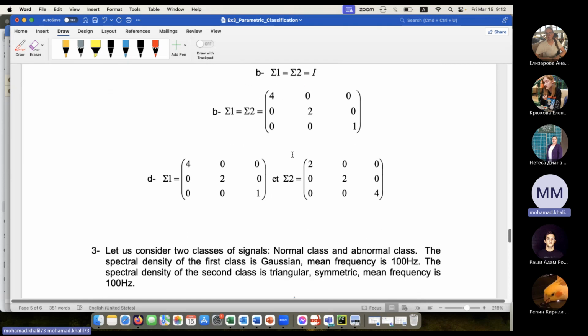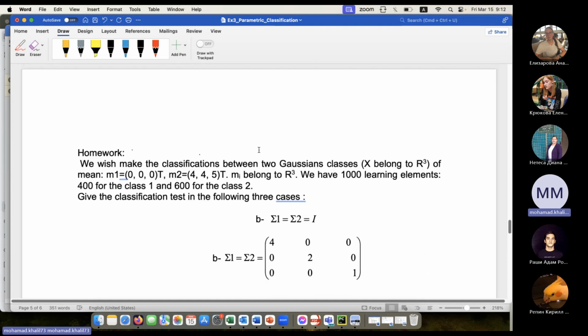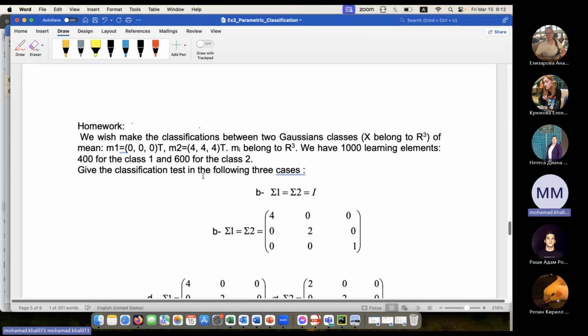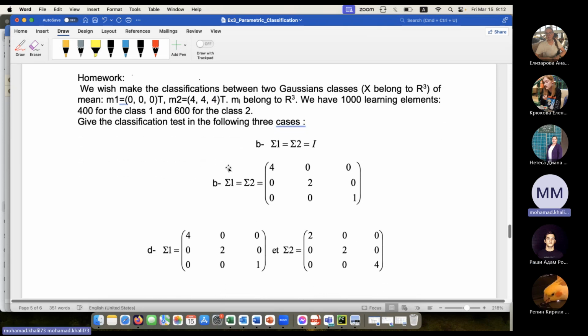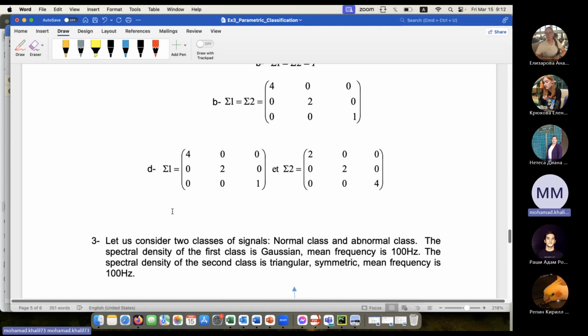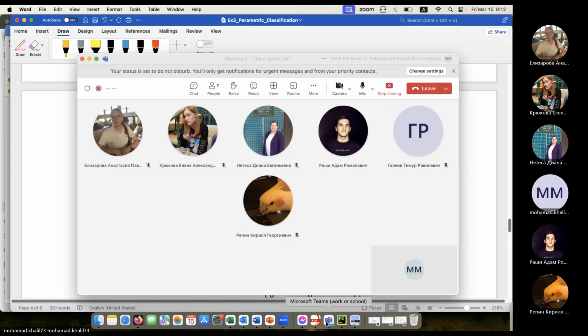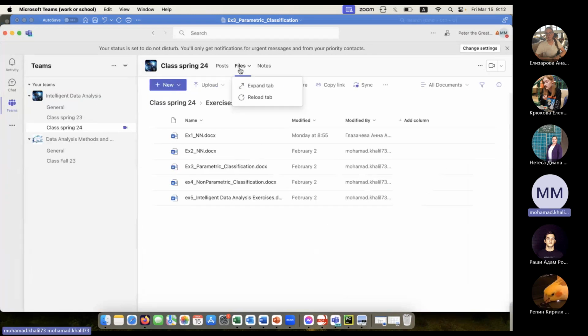I will keep the same data, but I changed the mean to (4,4,4), which is better. I changed it so that P(omega 1) and P(omega 2) are different. What will change in the program? This is homework. Please do it and upload it here in the file.